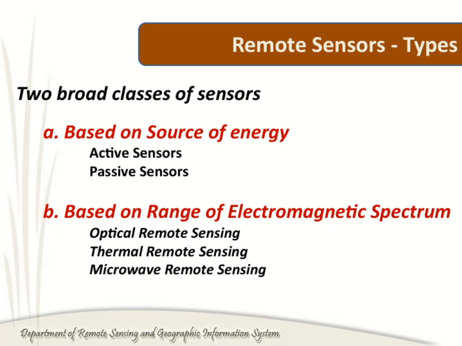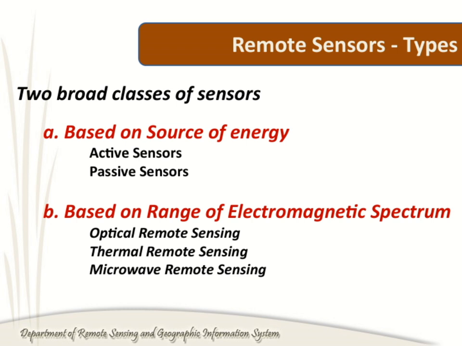Let's start by looking at how sensors are classified based on their source of energy. We have two main types, active sensors and passive sensors. Active sensors generate their own energy, like emitting a signal, and then measuring the response, which allows us to gather data even in low light or cloudy conditions. Passive sensors, on the other hand, rely on detecting natural energy, such as sunlight or thermal radiation emitted by objects. This distinction is crucial, because it influences how and when we can use these sensors for remote sensing applications.